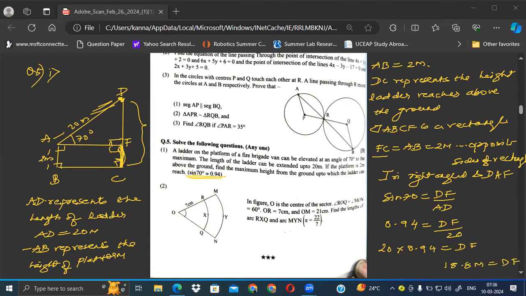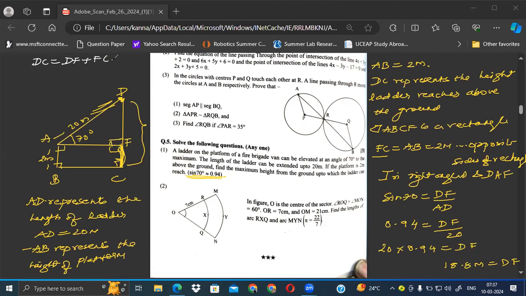18.8 meters is DF. But this is not the answer, children. I want the maximum height. DF I came to know, and FC also I know. DC is the maximum height the ladder reaches above the ground. So now I have to find my DC. I'm going to use this top part. DC equals DF plus FC.